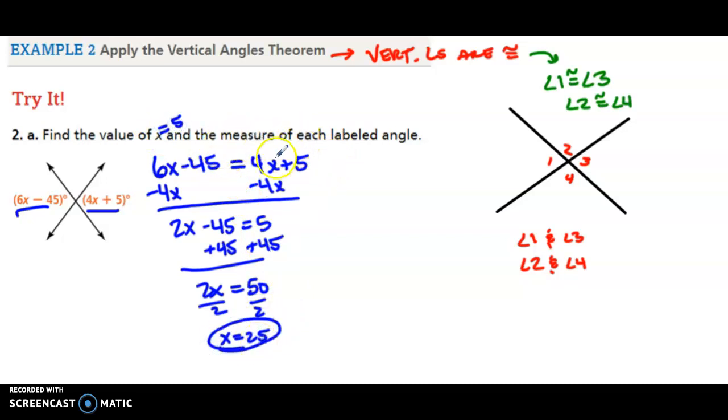But then it says find the measure of each labeled angle. So now I have to take the 4x plus 5, and substitute in the 25 for the value of x. So that's 4 times 25 plus 5. 4 times 25 is 100. So now that angle is 105 degrees. Now, I don't actually have to do it again over here. I just used the vertical angles theorem, and I realize, hey, if this angle here is 105 degrees, then this angle over here will also be 105 degrees. So that's the vertical angles theorem.